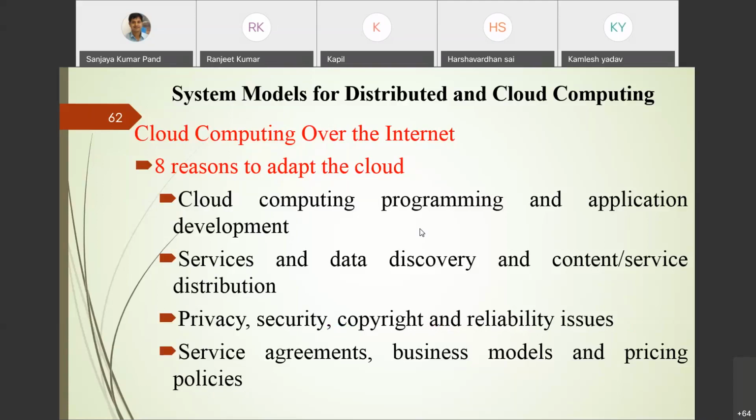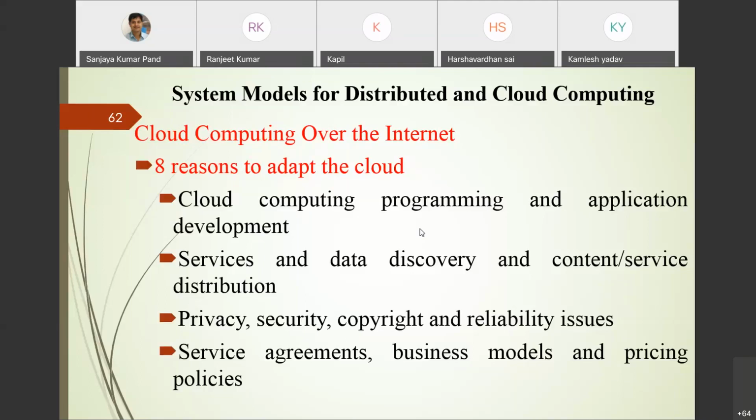Similarly, privacy, security, copyright, and reliability issues are still there in cloud computing. Open challenge: security in the cloud. Many organizations are reluctant because of security and copyright liability issues. Service agreements and business price policies will be different. The agreement is prepared by the cloud service provider and the client simply signs the document, because the technical terms specified in the service level agreement may not be understood by a client or a cloud user. So such simplicity should be there.